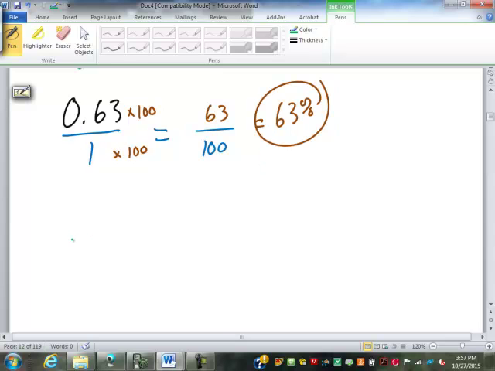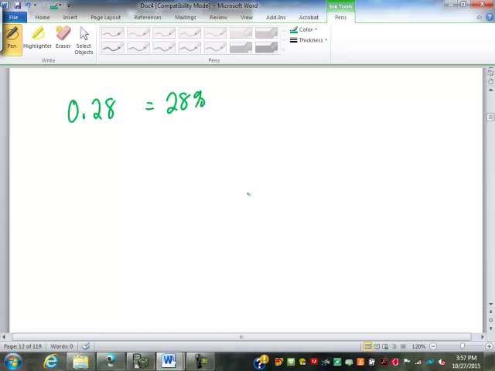Since I'm just multiplying by 100, it just means I'm moving the decimal over 2 spots. So if I have 0.28, what's that going to become as a percent? 28%, right? Or 28 over 100, which is 28%. If I have 0.94, what's that going to be as a percent? 94%.